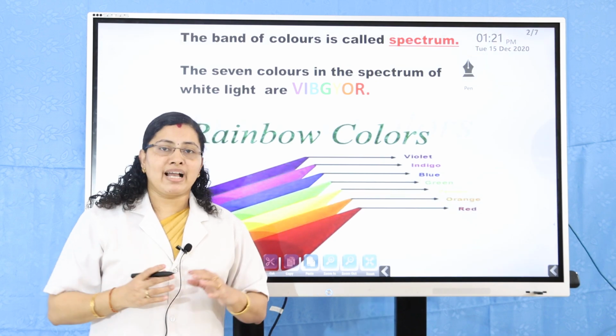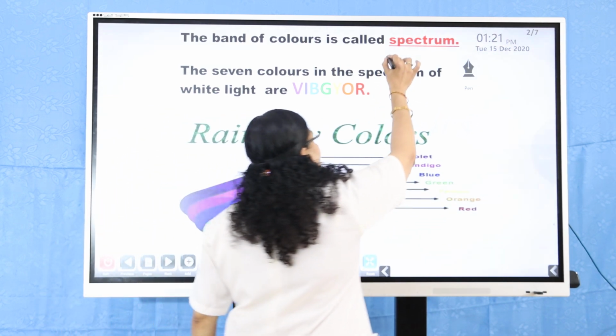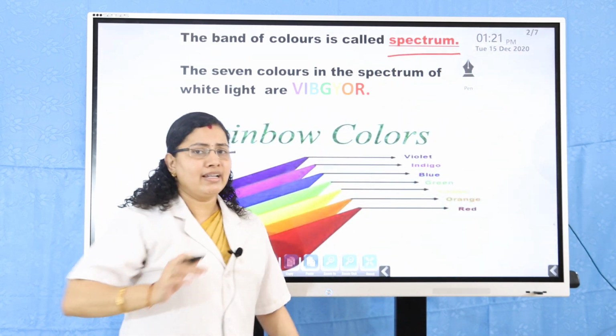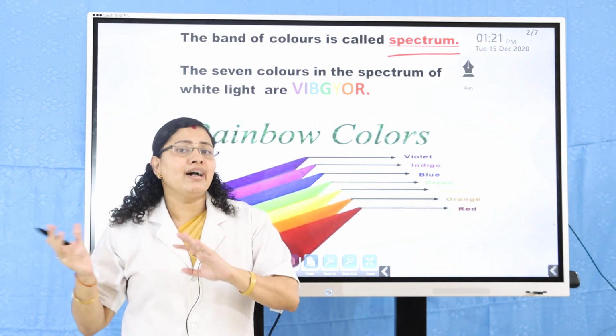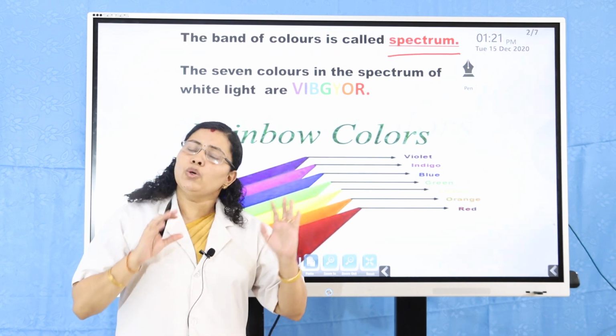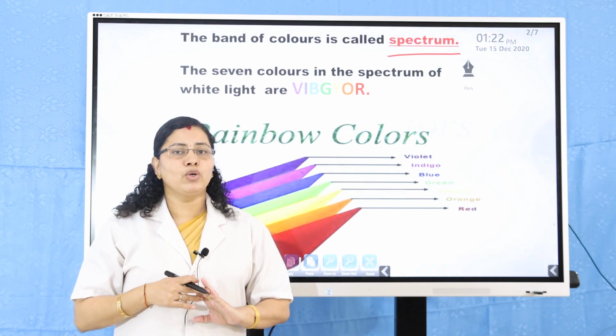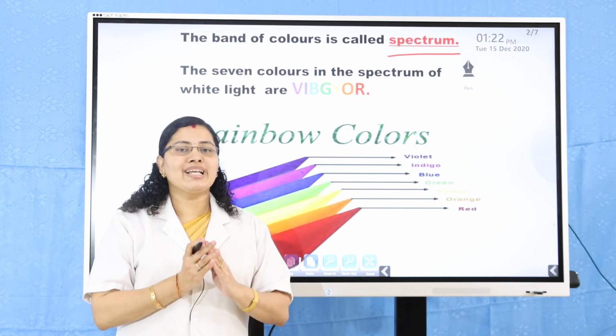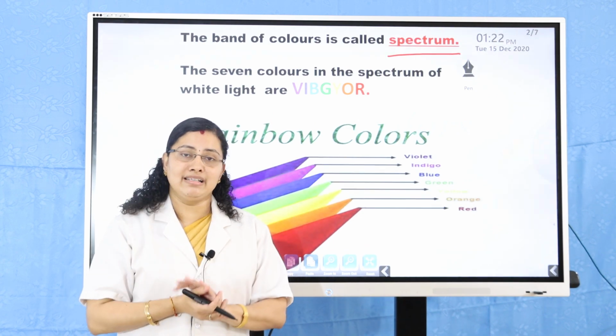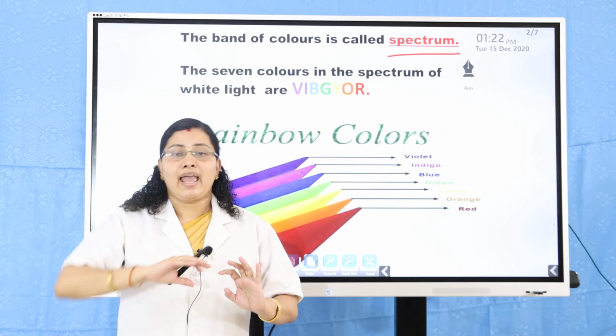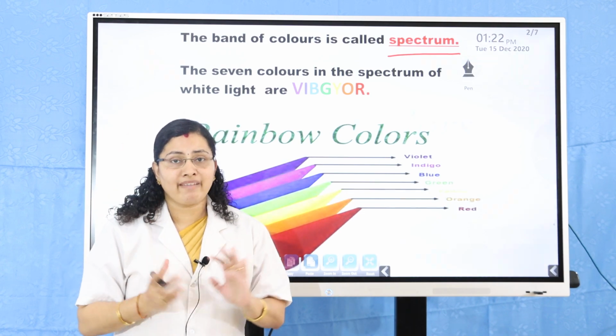So this band of colors is also known as spectrum. You will be learning it as spectrum in the higher classes. So what are the different colors in the rainbow? In the smaller classes you have learned there are 7 colors in a rainbow.